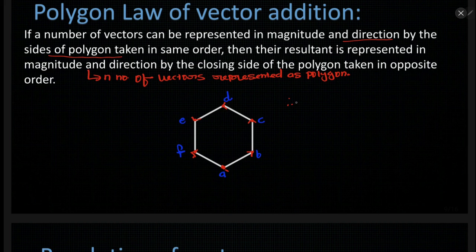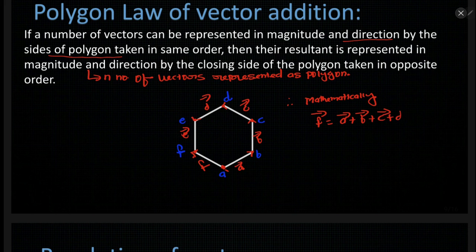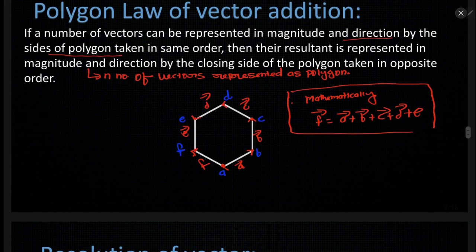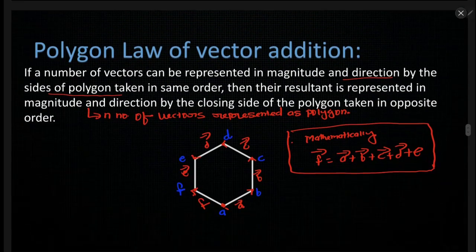Therefore let's give it a magnitude. This is A, this is B, this is C, this is D, this is E, and this is F. So mathematically vector F is equal to vector A plus vector B plus vector C plus vector D plus vector E. This is the polygon law of vector addition.